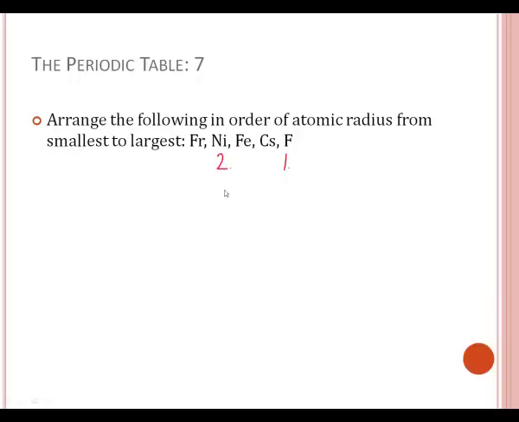So nickel is the next closest. After that, the next closest one is iron. Then if we look, we just got to compare cesium and francium. So cesium is a little bit closer, so that's going to be 4. And francium is the furthest away, so that is 5.